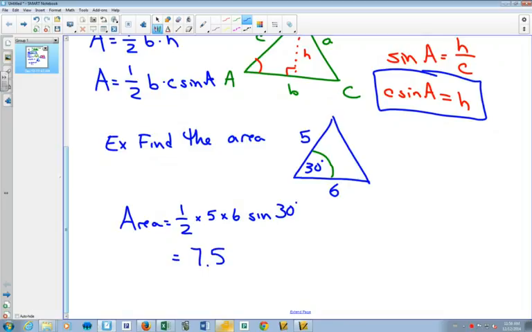How do you know that? Sine of 30 is 1/2. Half of 6 makes 3. 3 times 5 makes 15. Half of 15 makes 7.5. All right, so that's our one new area formula.